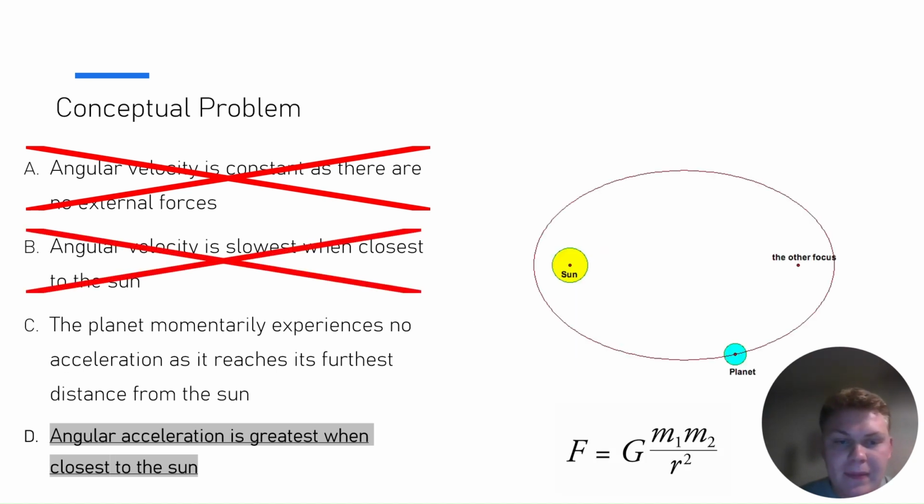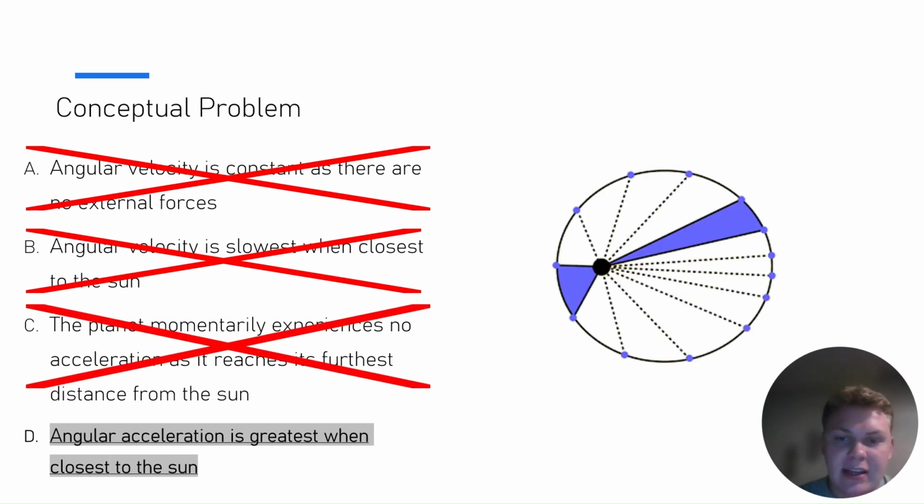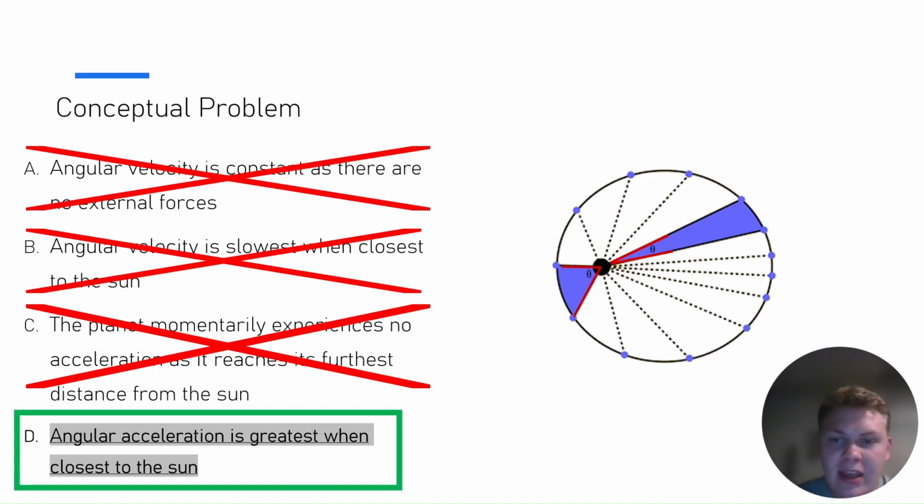We also know that the force of gravity is going to be constantly acting between the sun and the planet, and that there's not going to be an instant where the force of gravity is not causing the planet to accelerate towards the sun. So we know that that's not correct. And going back, we can see that the angular distance covered in this interval when it's furthest from the sun is smaller than the angular distance covered in this interval when it is closest to the sun. So we can see that angular acceleration is greatest when the planet is actually closest to the sun.